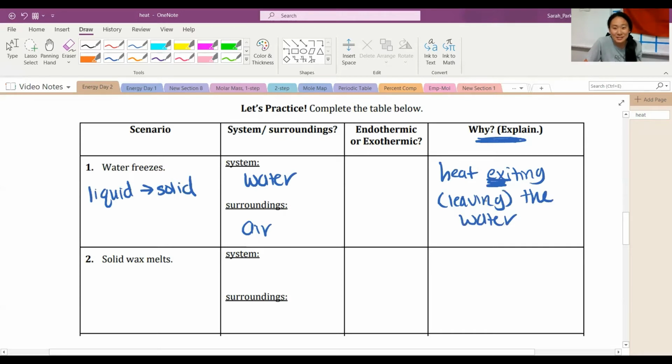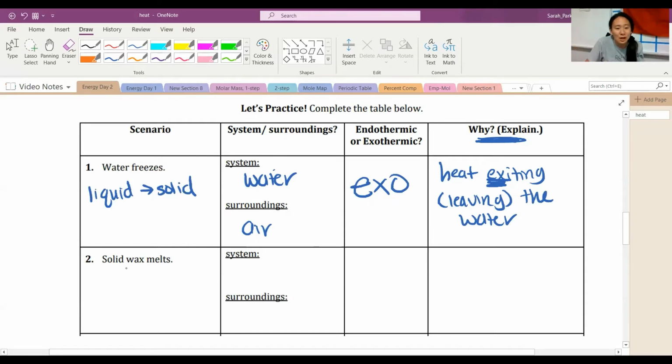And so if it's exiting and leaving the water, then you know that this is exothermic, right? It's exiting out. That's how you get ice. If water has to cool down, get really cold, how does it get cold? It's because heat has to leave the system.